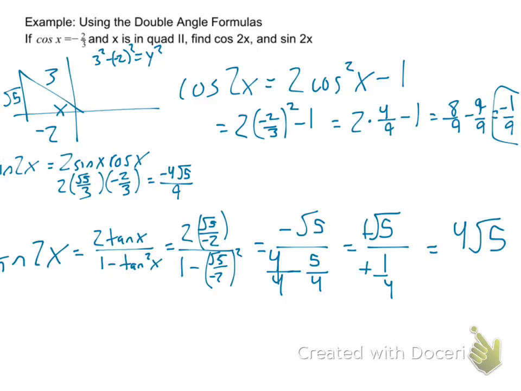If we did not want to use the double angle formulas for tangent, you could do the sine of 2x over cosine of 2x. You do end up at the end, if you notice, negative 4 square root of 5 divided by 9 over negative 1/9. The negatives cancel out, the 9's cancel out, so therefore you're left with 4 square root of 5. Same thing. Good observation.